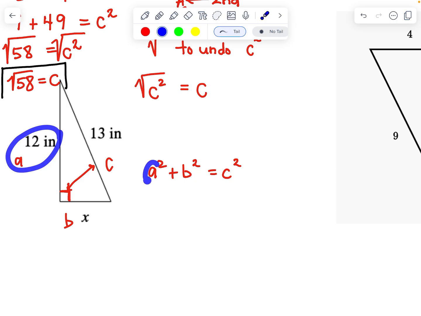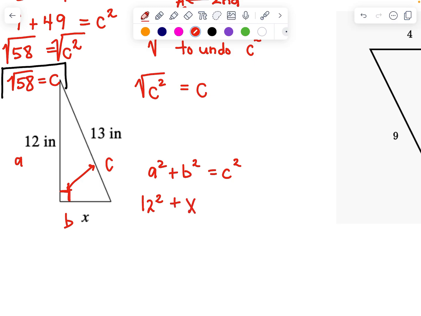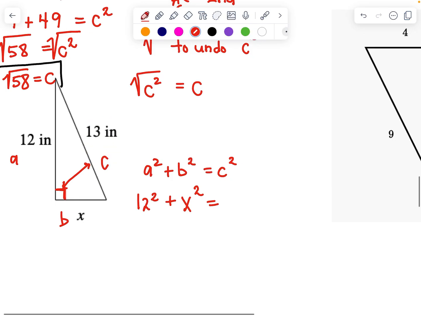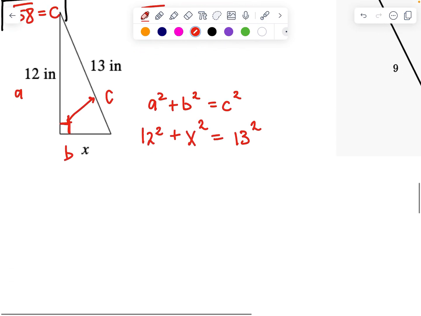Well, A is 12. So let's plug in 12 into A. Yes, A is 12. B is X. So we actually will go ahead and exchange the letter B for the letter X to represent that it's this value here, this value X. And lastly, C is 13. So we will plug in 13 into C. And now we can solve.